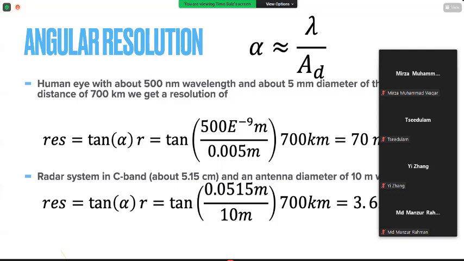And we can make an example here with the human eye. If we go to a distance of 700 kilometers, then we could maybe differentiate objects of about 70 meters. We would have a resolution of about 70 meters. Now, if we take a look at a radar system with a 5 centimeter wavelength, and say we have an antenna of 10 meters, we would get an angular resolution of 3.6 kilometers, which is not very good. It's not a great resolution.